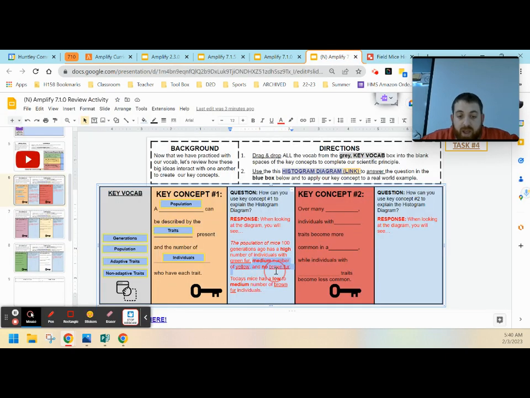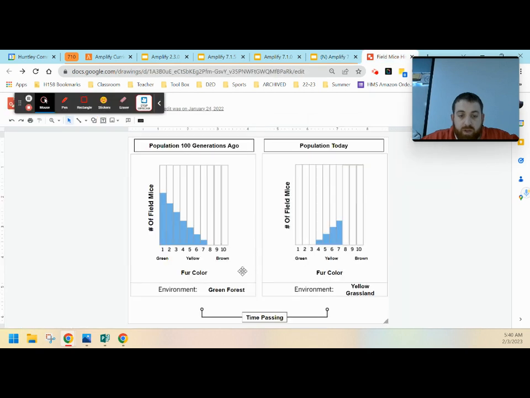There was a medium number of yellow and no brown. Okay, well, here's our yellow. We have a medium distribution or medium number of individuals. Our bar's at a medium height, makes sense. And no individuals with brown. So we're describing the population based on the individuals and the traits present in those individuals.